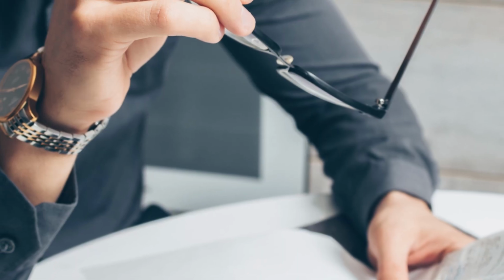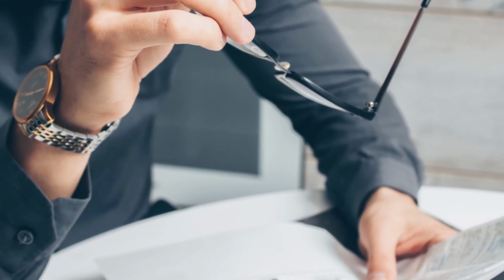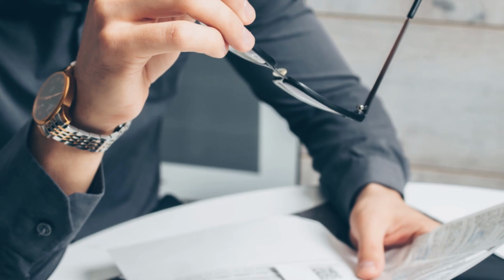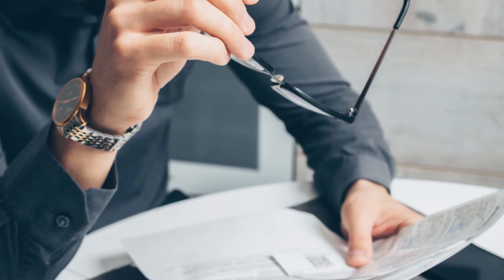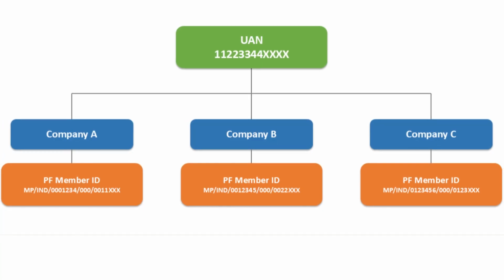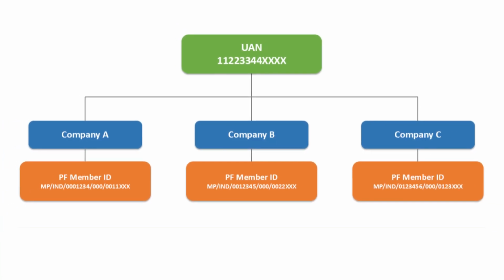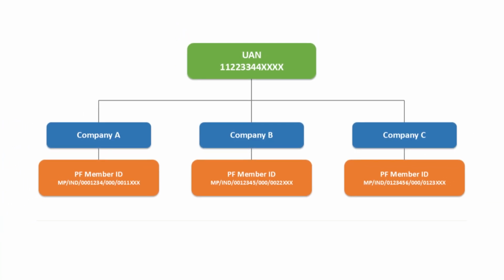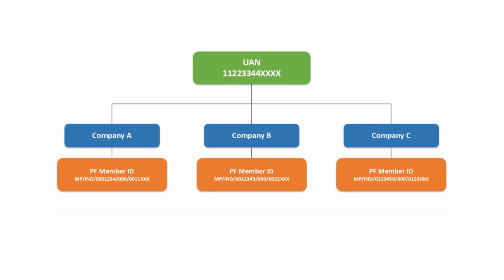Many employees whose PF contribution is deducted from their salary are aware of their PF member ID, which is provided by the company, but are not familiar with their UAN. However, there is an important difference between PF member ID and UAN. So let's understand this with a simple example.